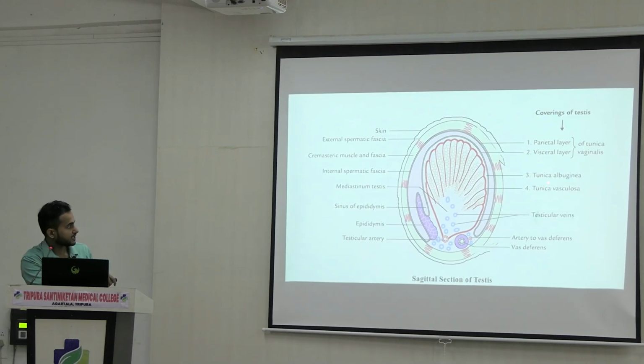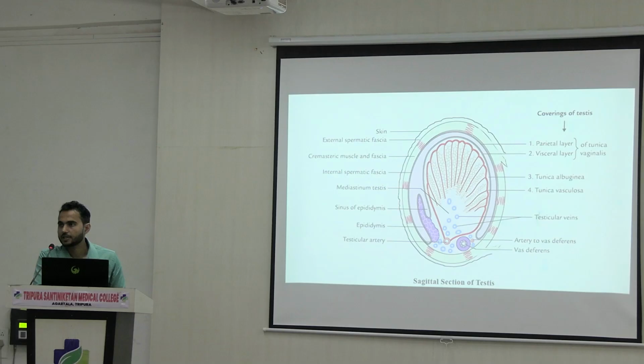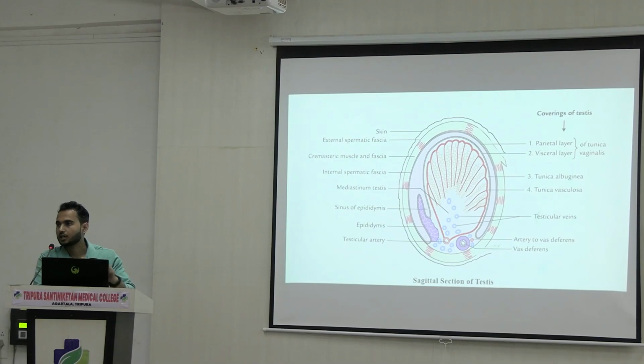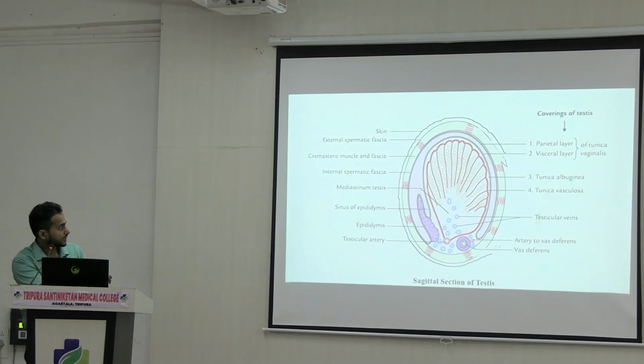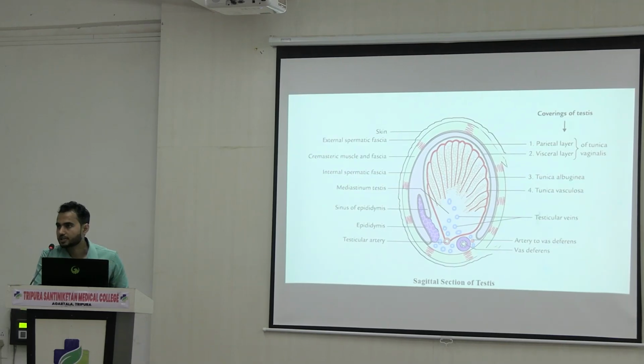And after that, you can see tunica vasculosa, the vascular layer, which is mainly made up of blood vessels. Now, this tunica vasculosa is mainly lining or covering the lobules of the testis. So, see, these are the lobules of the testis.